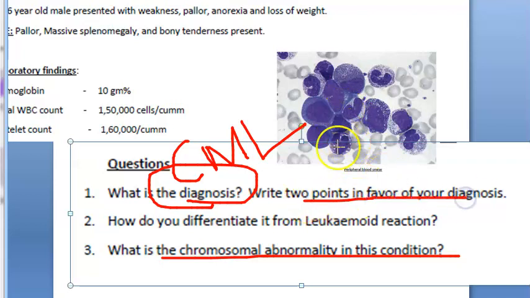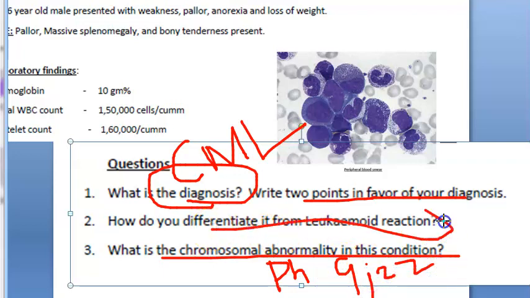Two points in favor, that's what we can say. Myeloid precursors are there, anemia is there, WBC count is more, then massive splenomegaly, then bone tenderness. How do you say it's chronic? Because Auer rods are not present. Chromosomal abnormality will be Philadelphia chromosome, that is 9:22, right? How do you differentiate it from leukemoid reaction?